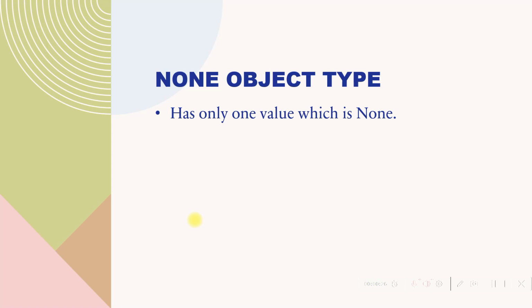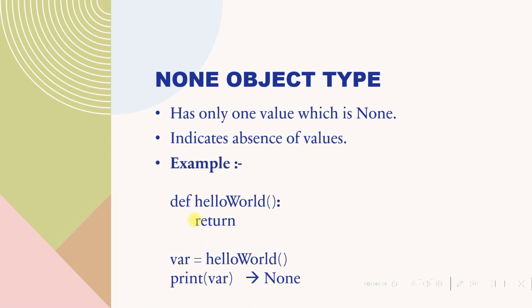This object type has only one value, which is None. And what does it indicate? It indicates absence of values. So if we look at this example, def hello_world, and this return statement is not returning anything. So what will happen when we call this function and try to print the value returned by this function? Python will give us the response as None.